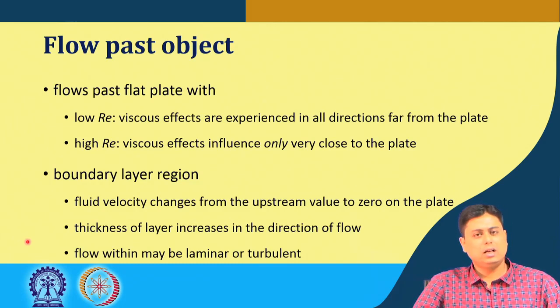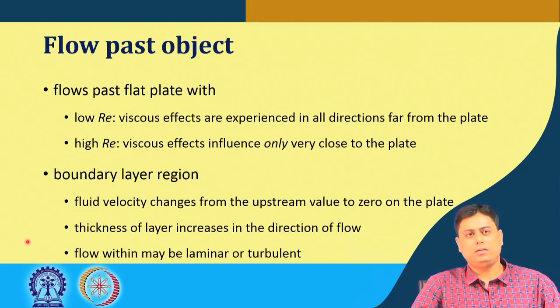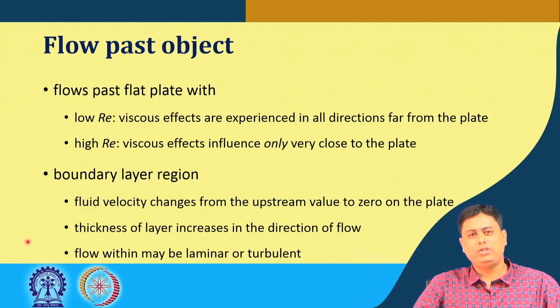Now, we have seen the concept of the boundary layer also. The boundary layer is the scenario where fluid velocity changes from its upstream value to 0 at the plate. So, the boundary layer has a thickness, but there is not that sharp an interface. The thickness of this layer actually increases in the direction of flow. The flow within this boundary layer may be laminar or turbulent.